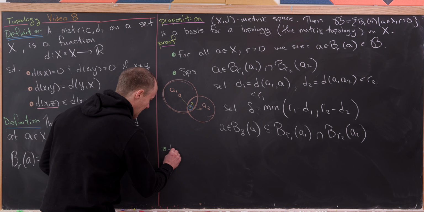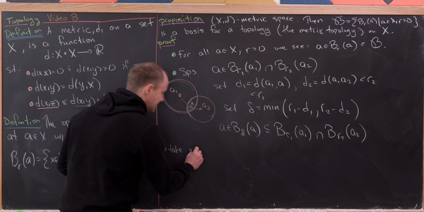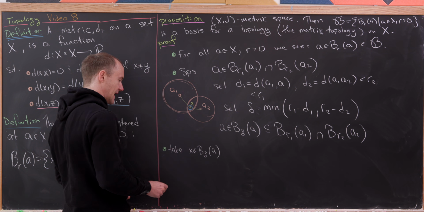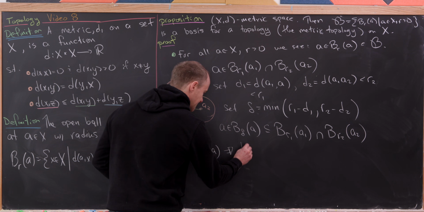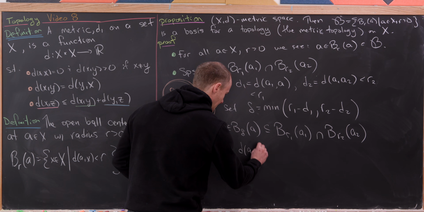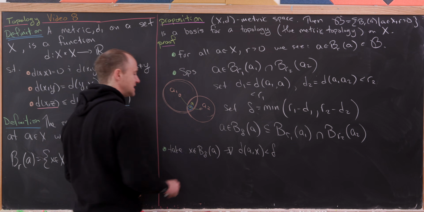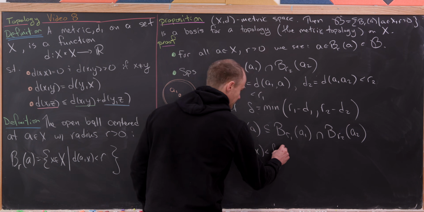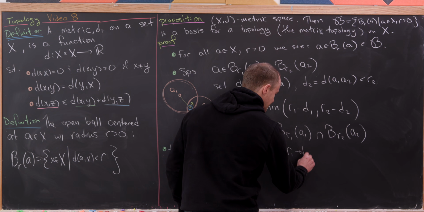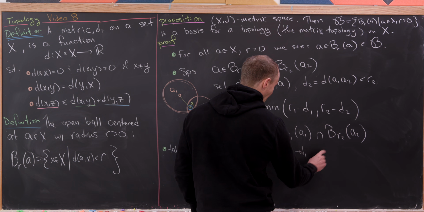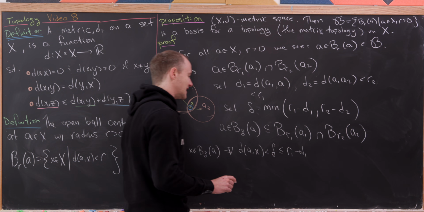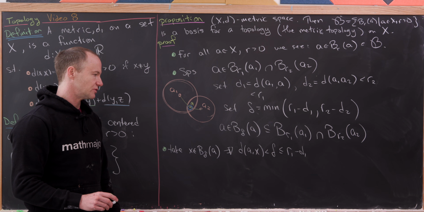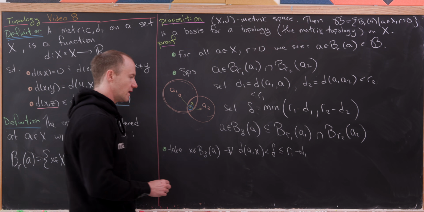So let's take an X inside of the ball of radius delta centered at A. But observe, that means that the distance from A to X is less than delta. I think I said D, but I meant delta. But notice that delta is going to be less than or equal to R1 minus D1 and R2 minus D2. But let's first use the fact that it's less than or equal to R1 minus D1.